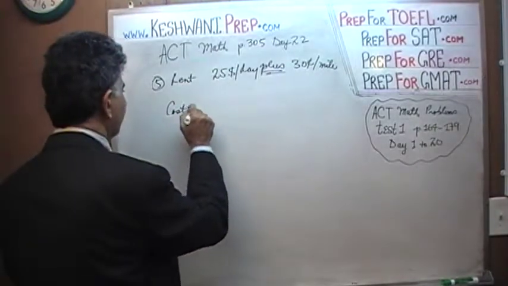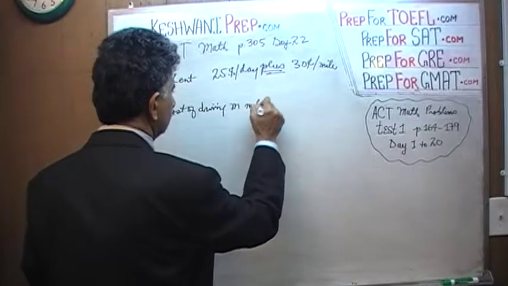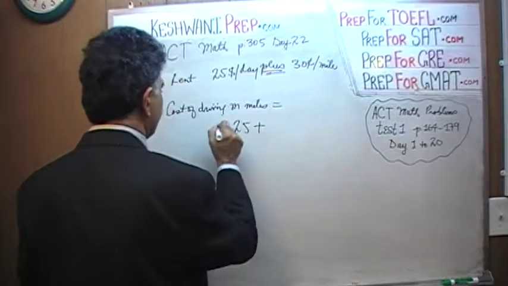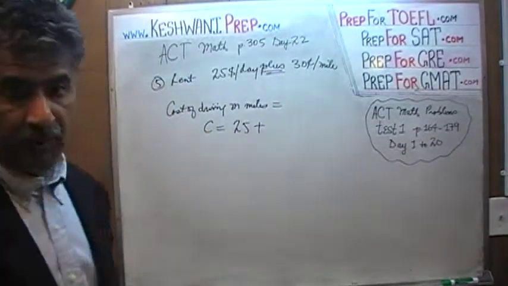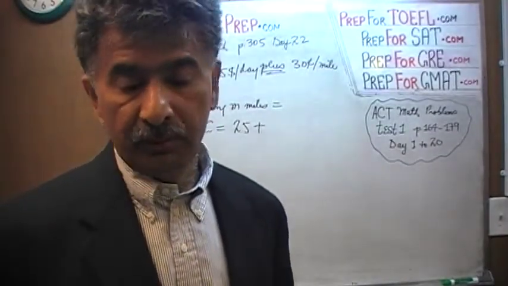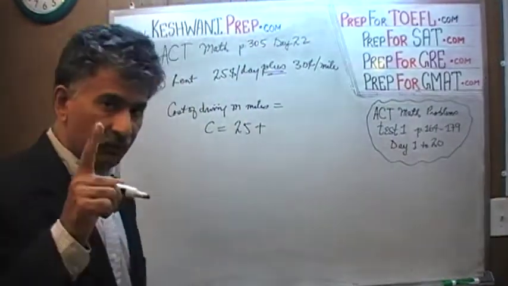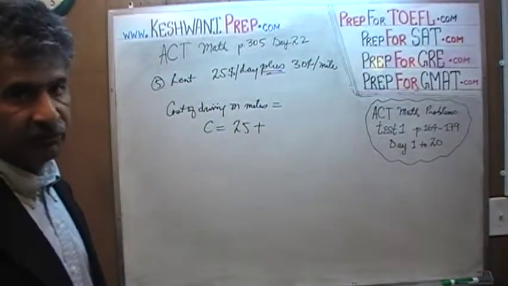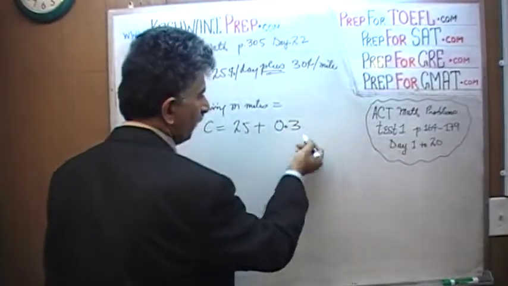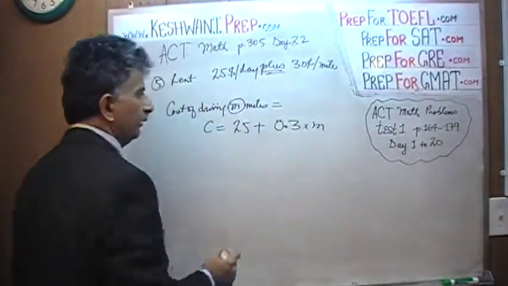Cost of driving m miles, well, is simply $25 per day. $25 you're going to have to pay. Obviously you're going to have to fork out $25 even if you just drove a tenth of a mile or not drive at all. If you rent it, you're going to have to pay $25. And then after that, each time you drive 1 mile, you're going to have to pay 30 cents. 30 cents is $0.3. So it's 0.3 times however many miles we drive, and we're going to drive m miles. That's it. That is your answer.